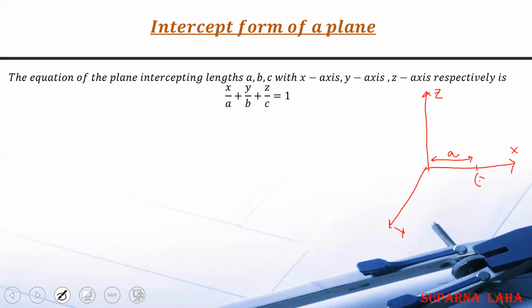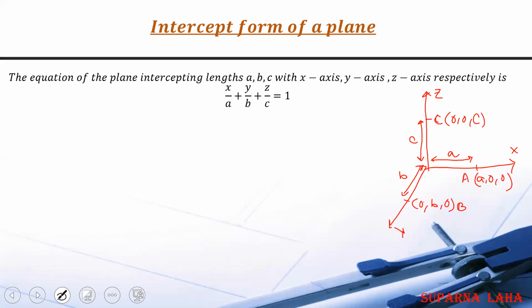So this point is (0, 0, 0). So this is the point A. Taking this length as b, the plane intercepts at a length b. So this coordinate is (0, b, 0) and this is the point B. Now taking this length as c, the intercepting length on the z-axis is c. So the point C is (0, 0, c).